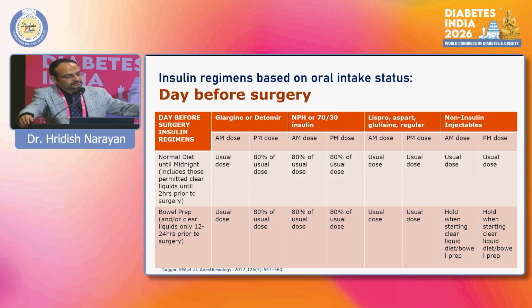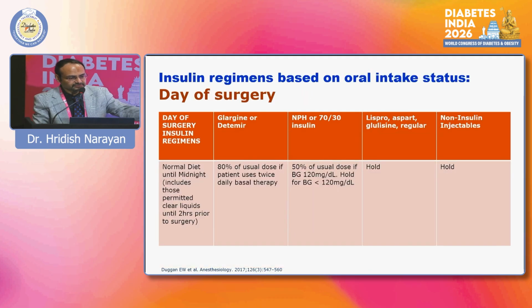So in those patients, you reduce the glargine, detemir is no longer used, or the long acting ones, to about 75 to 80% of the usual dose. And what do you do with the short acting ones on the right side? Obviously, if the patient has taken the meal, you will give it. But what do you do on the day of surgery? The short acting ones have to be omitted because you have not given the food.